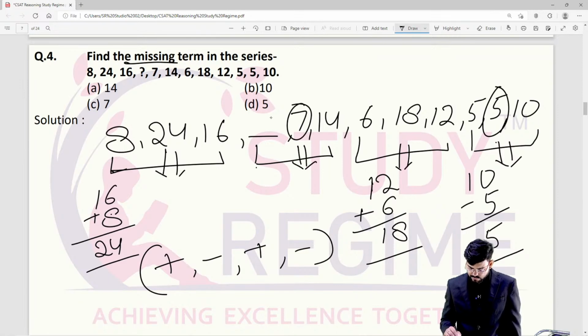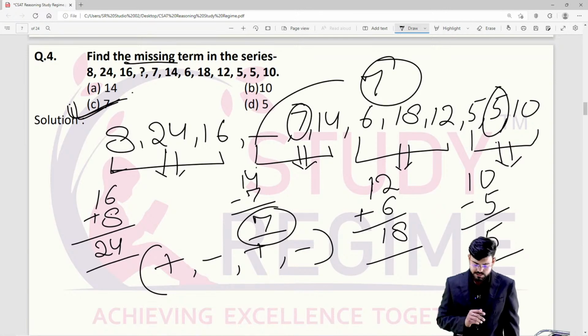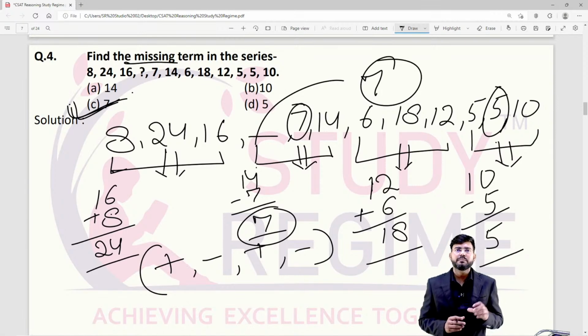We want 7. How much number should be subtracted so that we can get 7? See, you subtract 7 from 14, you will get 7. So here the missing term will be 7. Your option will be again 4th C part. Clearly you got it? This was the series and you have to find the missing term in the series.